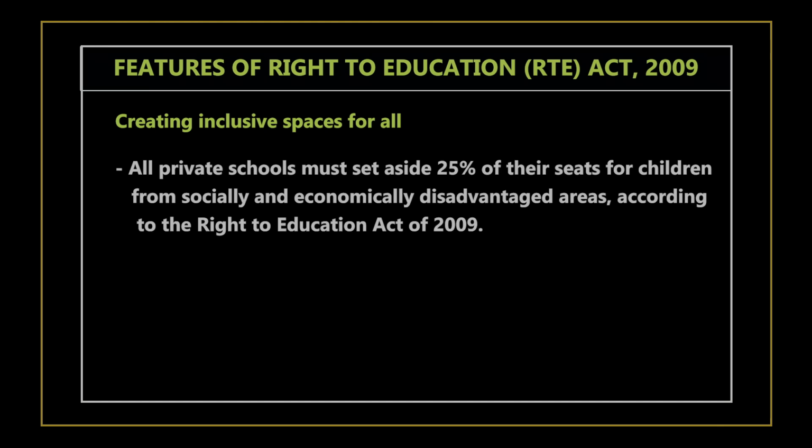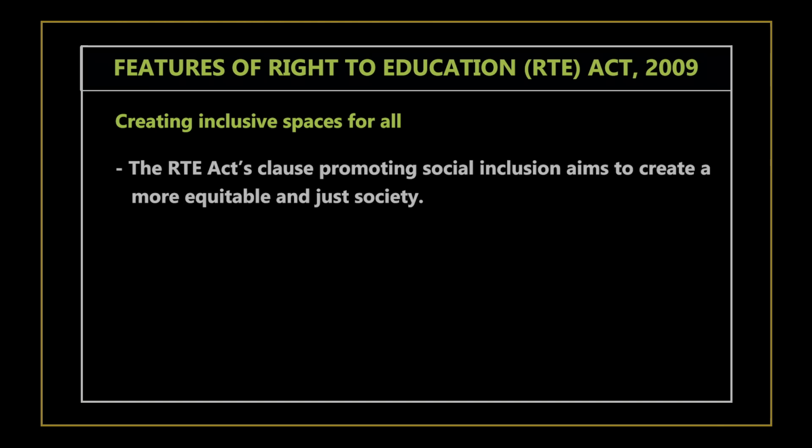Creating inclusive spaces for all. All private schools must set aside 25% of the seats for children from socially and economically disadvantaged areas, according to the Right to Education Act of 2009. The RTE Act's clause promoting social inclusion aims to create a more equitable and just society.